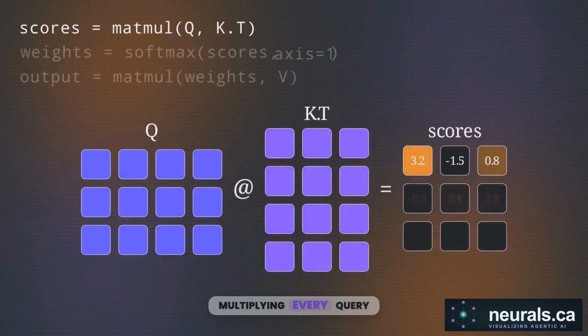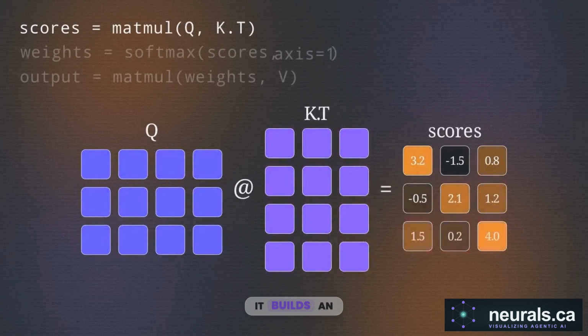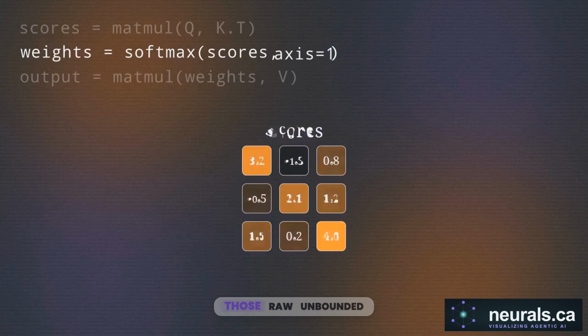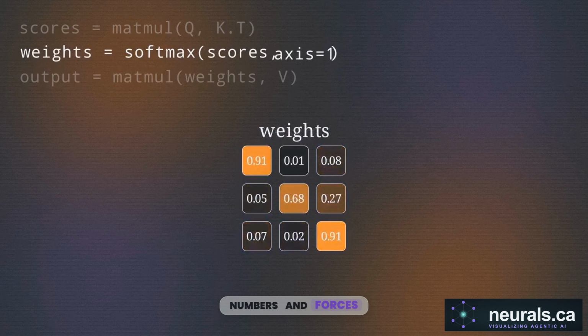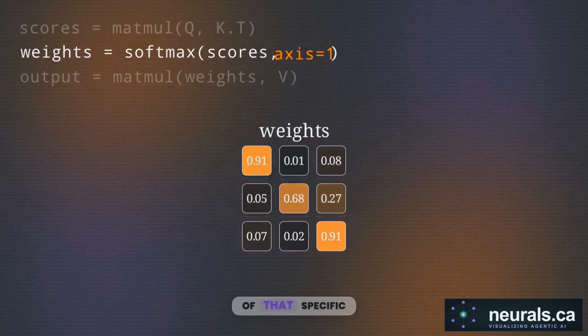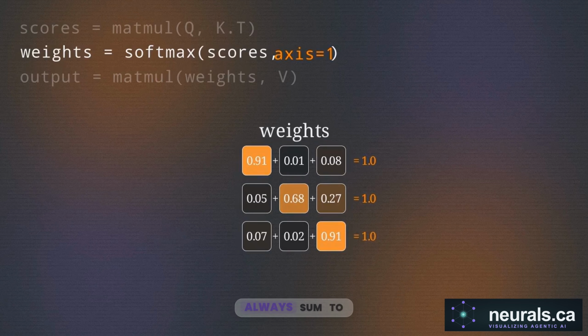By multiplying every query against every key, it builds an n by n grid, mapping out how strongly every single token relates to every other token in the sequence. Next, the softmax function takes those raw, unbounded numbers and forces them into a strict probability distribution. Notice the axis equals 1 parameter here. This ensures the normalization happens strictly horizontally, row by row. Because of that specific parameter, the attention weights for any individual token will always sum to exactly 100%.